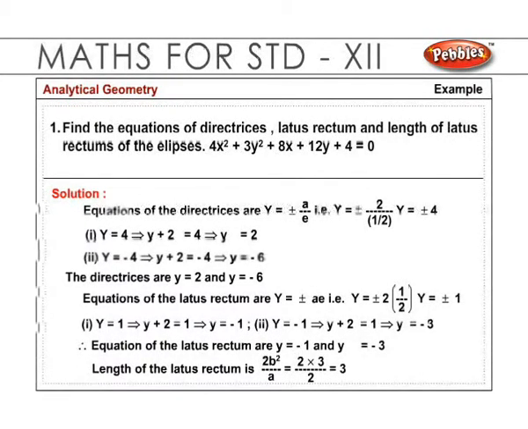Therefore, the equations of the latus rectum are y is equal to minus 1 and y is equal to minus 3. Length of the latus rectum is 2b squared by a is equal to 2 into 3 by 2 is equal to 3.